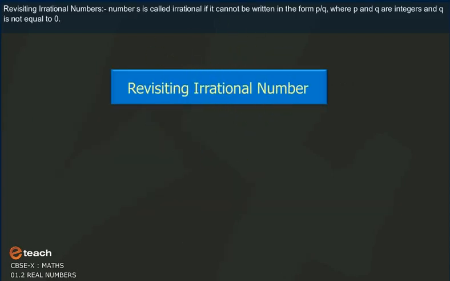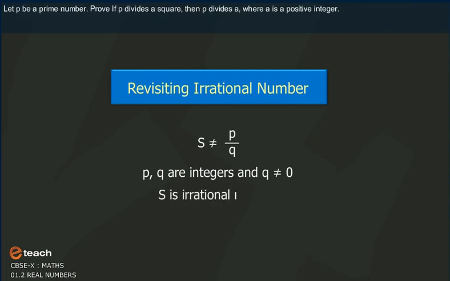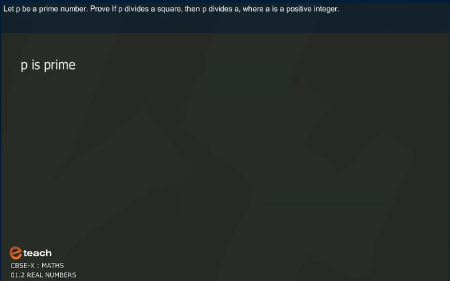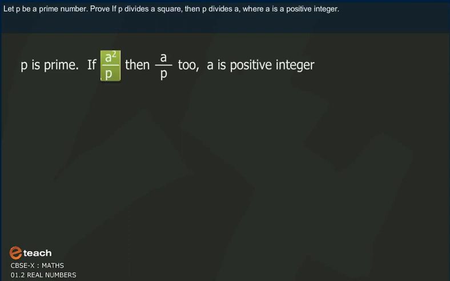Revisiting irrational numbers. A number s is called irrational if it cannot be written in the form p upon q, where p and q are integers and q is not equal to 0. Let p be a prime number. Prove that if p divides a square, then p divides a, where a is a positive integer.